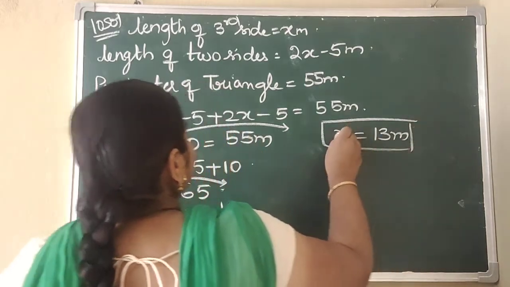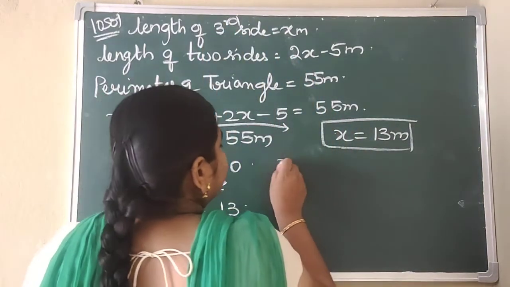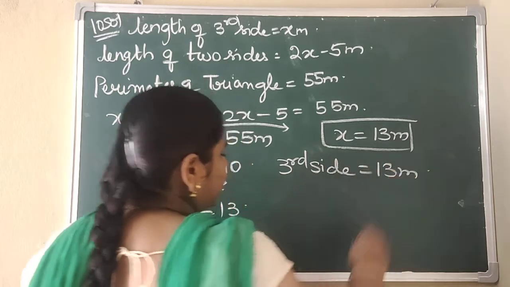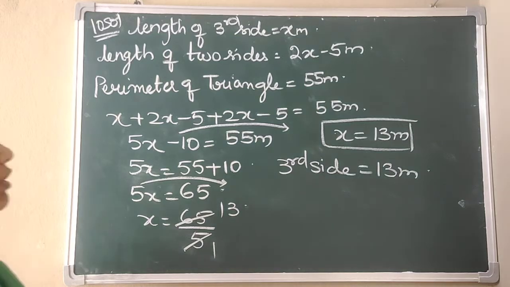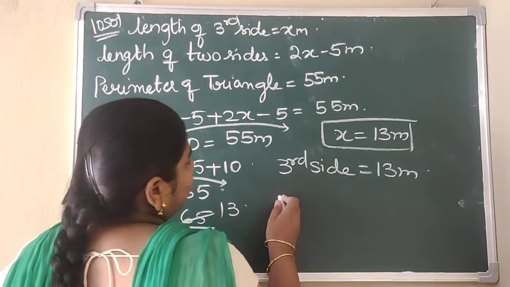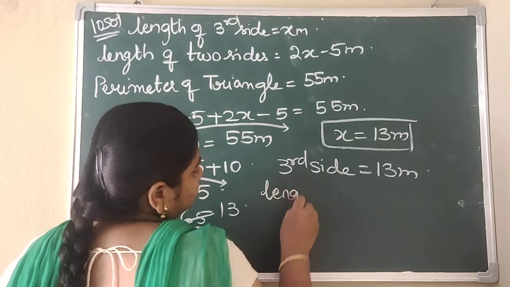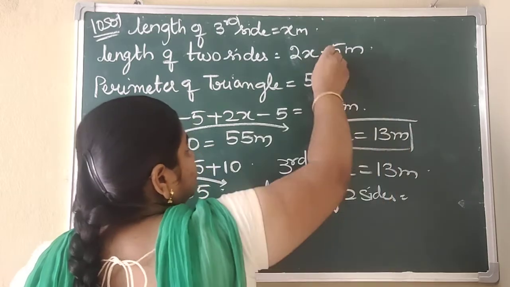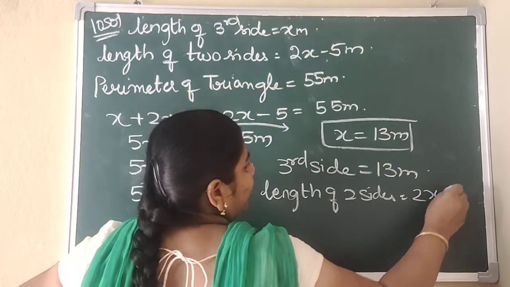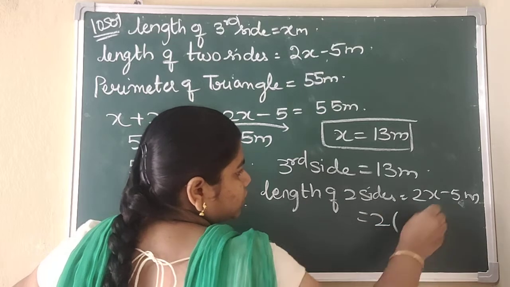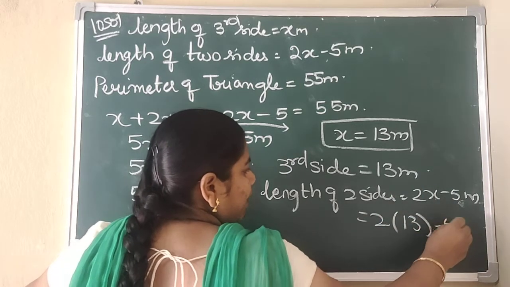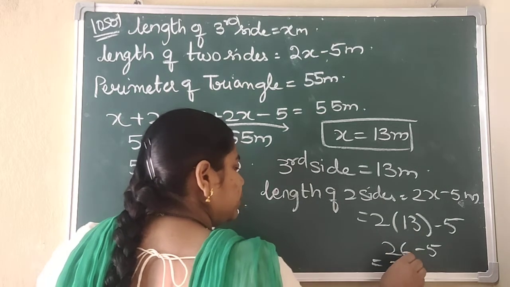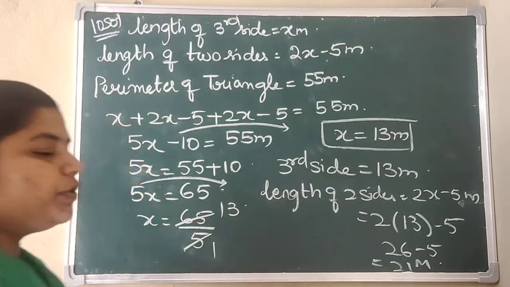So what is x here? x is nothing but the third side. So the third side is how much? 13 meters. Now what are the next two sides? What is the length of the next two sides we have to find? So the length of the two sides now is 2x minus 5 meters. So 2 is a constant value, x value is 13, minus 5. So 2 13s is 26, minus 5, that will be equal to 21 meters. The length of the two sides is 21.